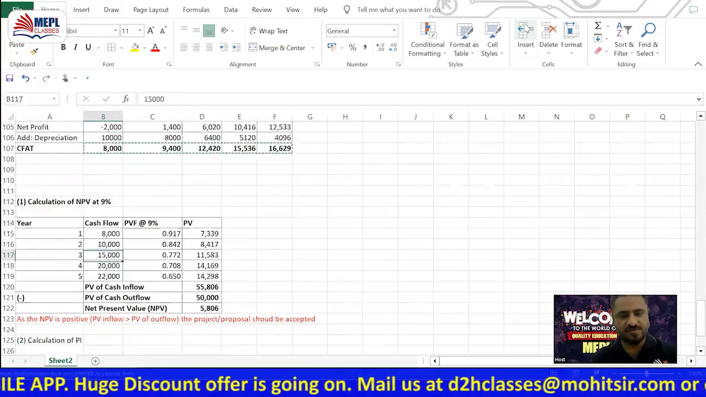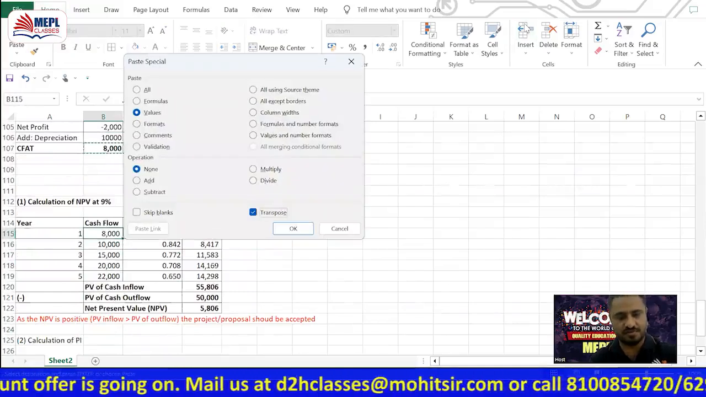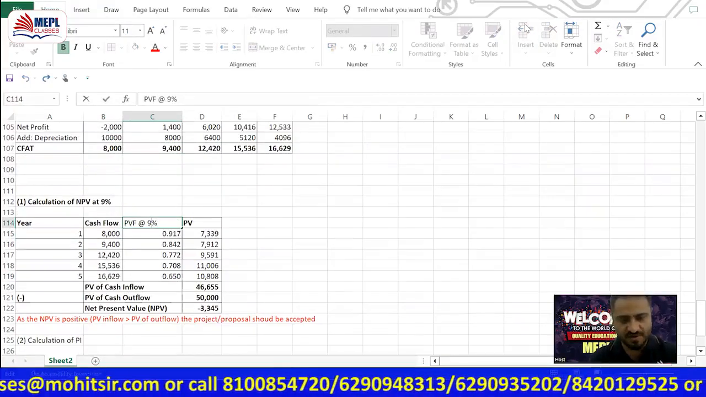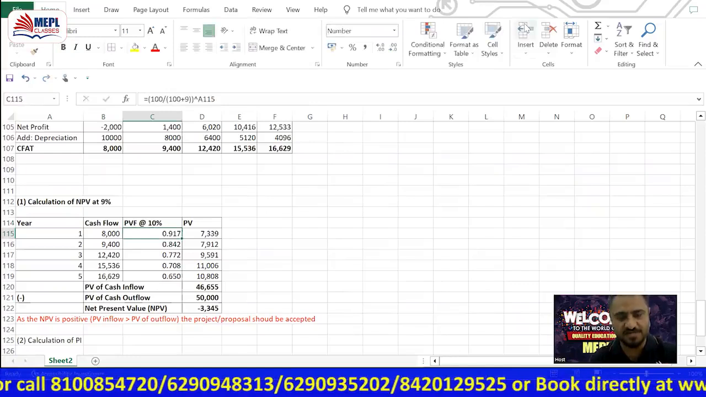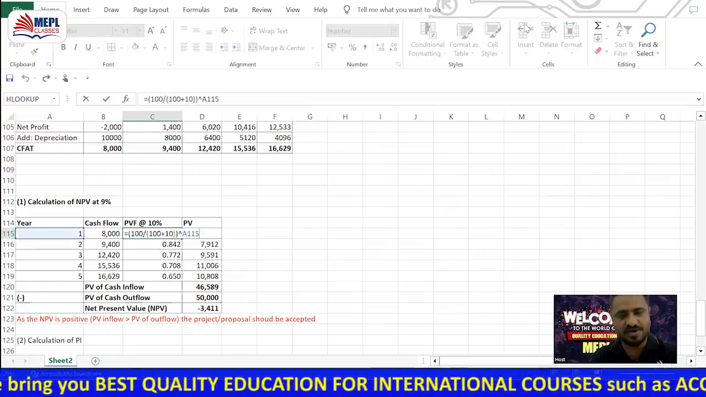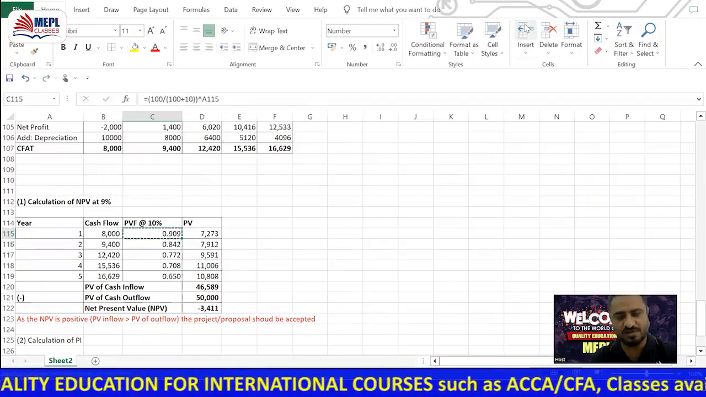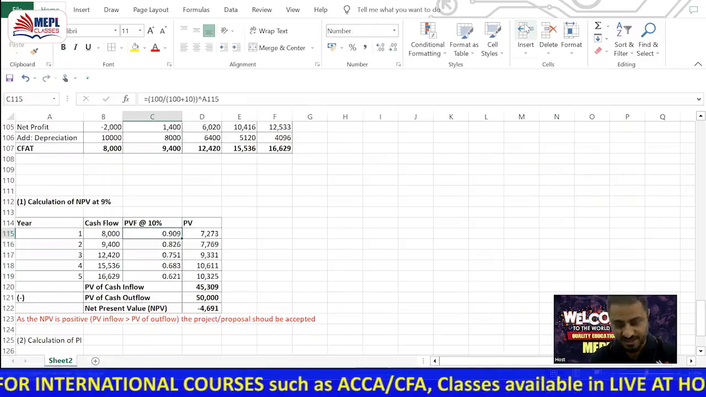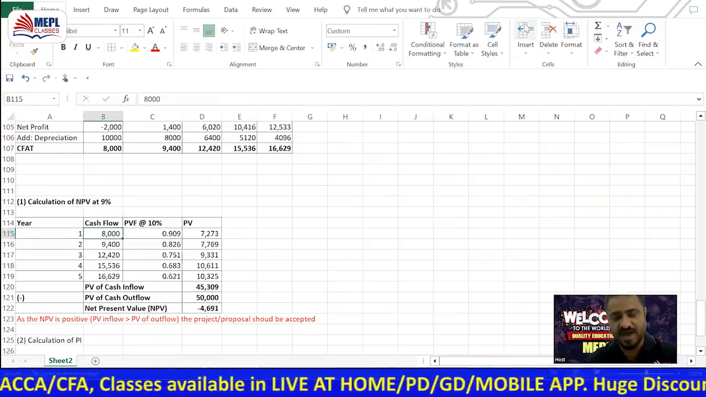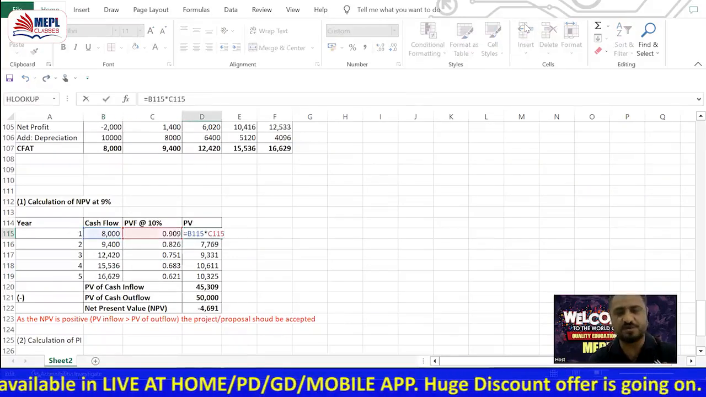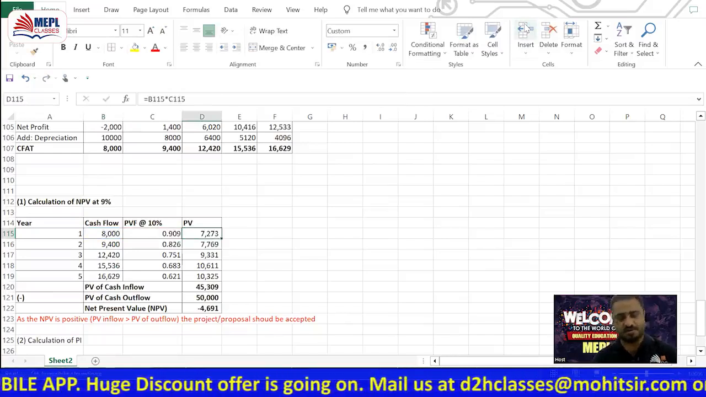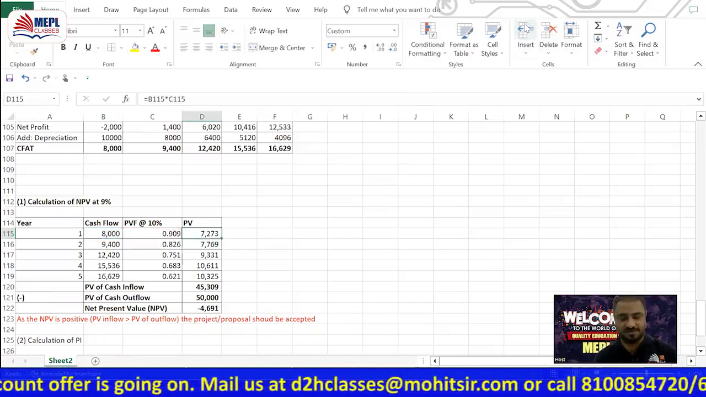That calculation will be similar again. Here, year-wise, you have to list your cash flow. Now, present value factor is not to be considered at 9%, but at 10%. So I'm going to change the formula: 100 divided by 110 raised to power year. So my calculation changes. 8,000, which we are expecting to receive at the end of the first year, will have a present value of 7,273 today. Similarly, for the cash flow of other years.